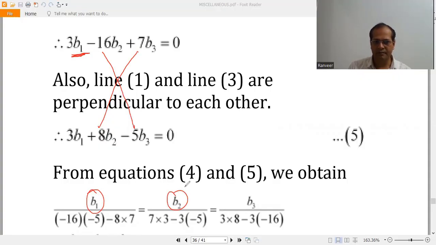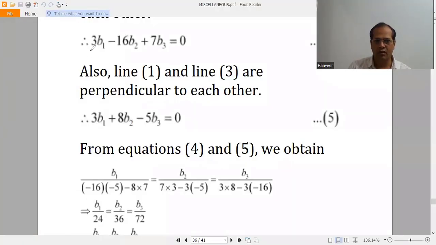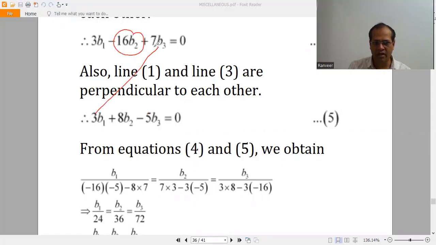Similarly, we have to write b2. I am explaining how to do the cross multiplication. So b1 we take here. After that, we multiply this value and this value, so we will get this. After that, b2: first we take this side, and after that this side. And third, b3 we have to find out. So first 3 into 8 minus 16 into 3.